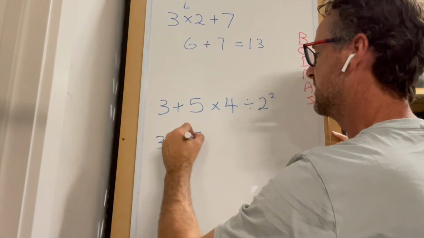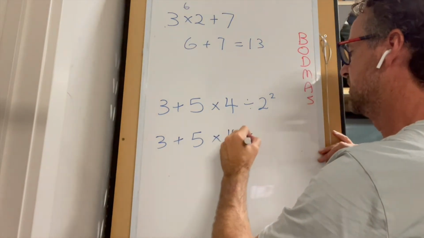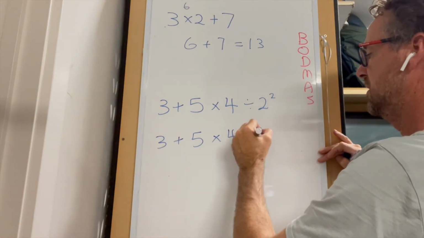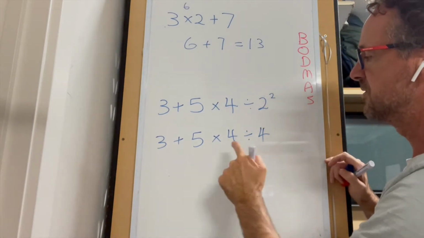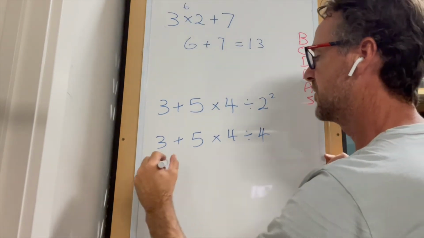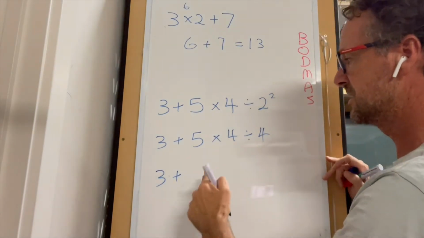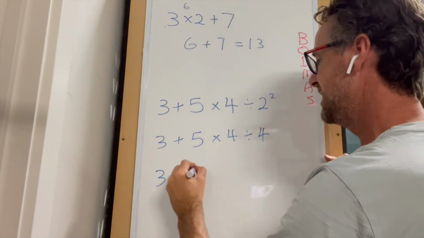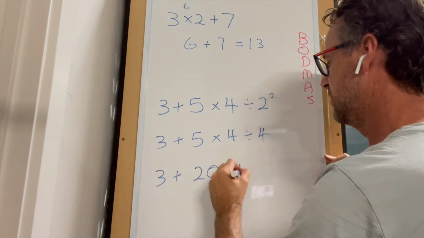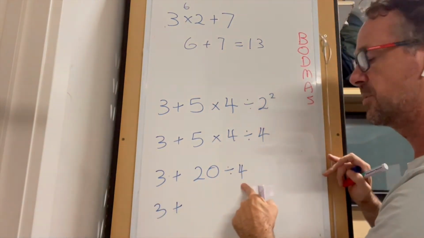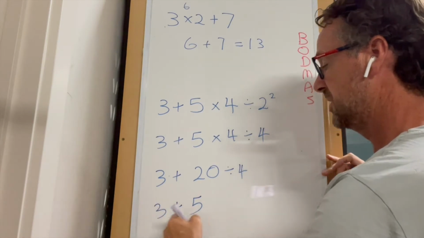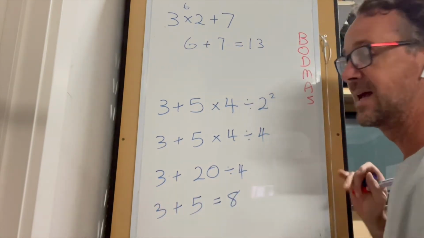3 plus 5 times 4 divided by, work out the powers, 2 squared is 4, okay? And then we do it left to right in terms of BODMAS, okay? So we do the 3 plus last, 5 times 4 is 20, divided by 4, okay? And then 3 plus 20 divided by 4 is 5, 3 plus 5, and then that equals 8, okay?